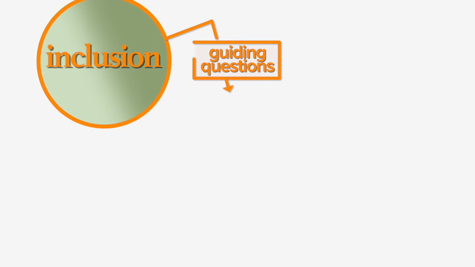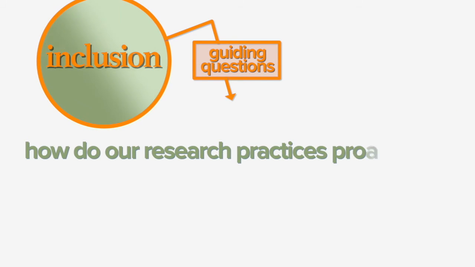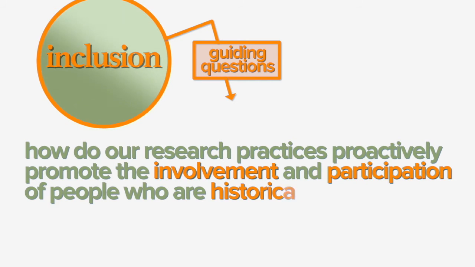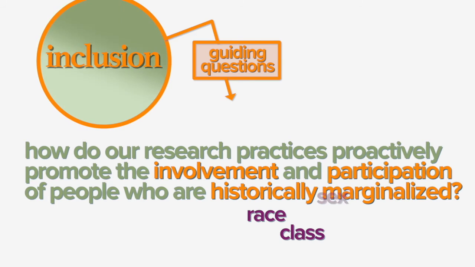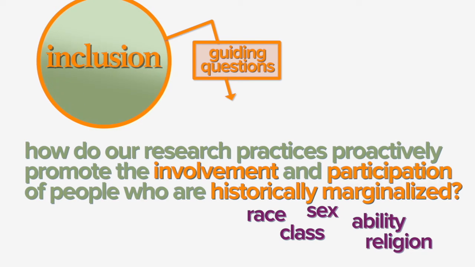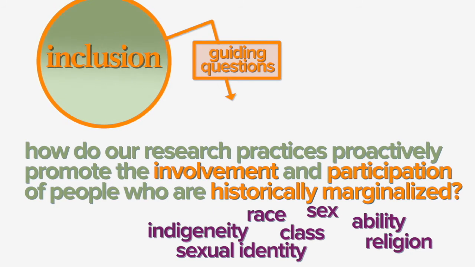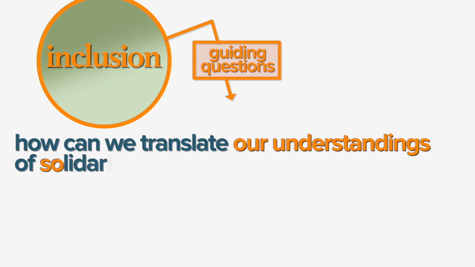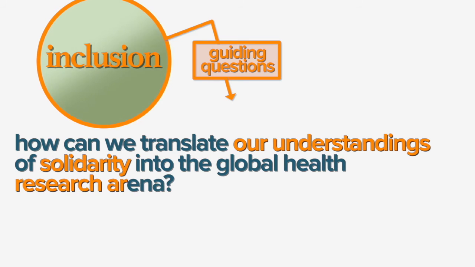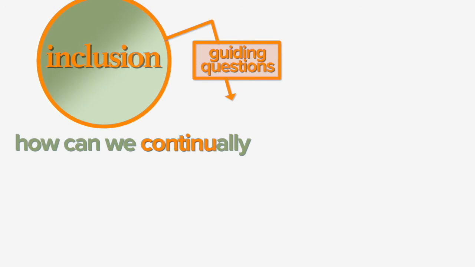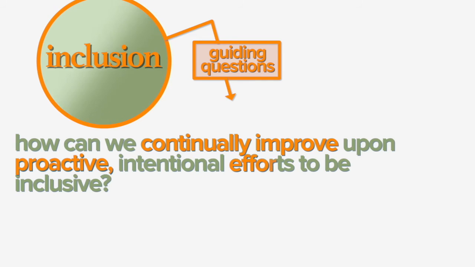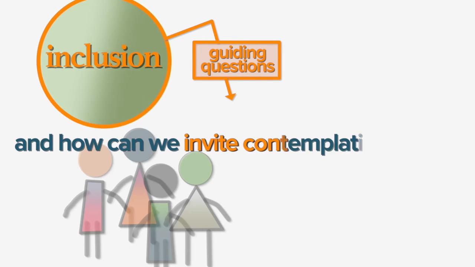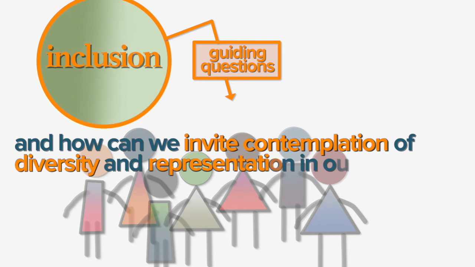We can ask ourselves, how do our research practices proactively promote the involvement and participation of people who are historically marginalized due to race, class, sex, ability, religion, sexual identity, indigeneity, and so on? How can we translate our understandings of solidarity into the global health research arena? How can we continually improve upon proactive, intentional efforts to be inclusive? And how can we invite contemplation of diversity and representation in our research efforts?